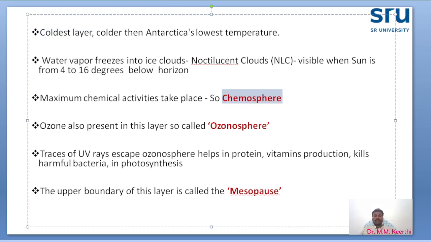Traces of UV rays escape through the ozonosphere, which helps with protection and vitamin production, kills harmful bacteria, and is helpful for photosynthesis. The upper boundary layer is called the mesopause.